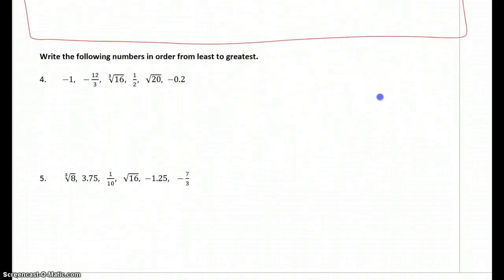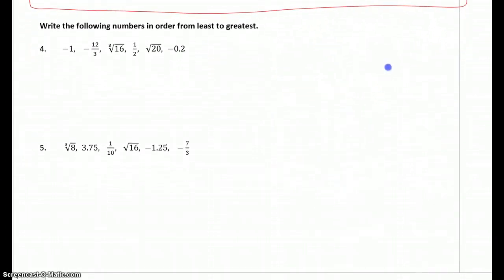Okay, so the next set of directions just says to write the numbers in order from least to greatest, so we don't have to plot them on a number line. What we're going to do is we're going to start out the exact same way and just make all of these a decimal approximation. So we've got negative 1, and then we have negative 12 over 3, which we know is negative 4.